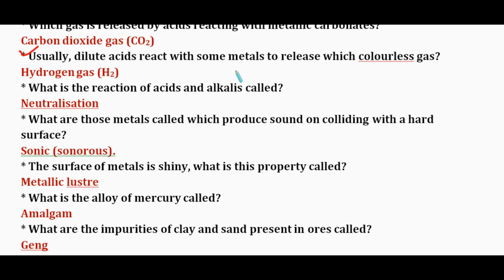Question: usually dilute acids react with some metals to release which colorless gas? It is hydrogen gas. What is the reaction of acid and alkalis called? It is neutralization reaction. What are those metals called which produce sound on colliding with a hard surface? Sonorous. The surface of metal is shiny. What is the property called? It is metallic luster. What is the alloy of mercury called? They are known as amalgam. What are the impurities of clay and sand present in ores called? It is known as gangue.